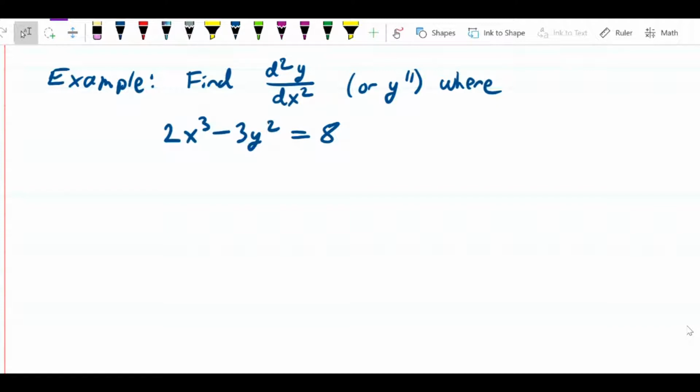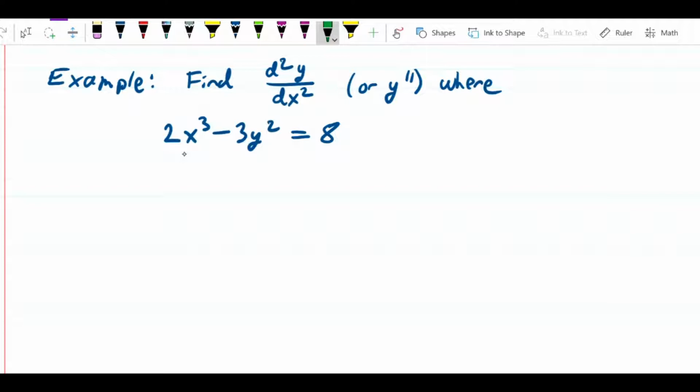So in this case, we're being asked to find d squared y over dx squared, which is really just another way of writing y double prime, y prime prime, where the curve is 2x cubed minus 3y squared equals 8. So essentially, it's really the same as finding a second derivative for a normally defined function. You just differentiate twice. It's just that there's a little bit of complexity in how you do this.